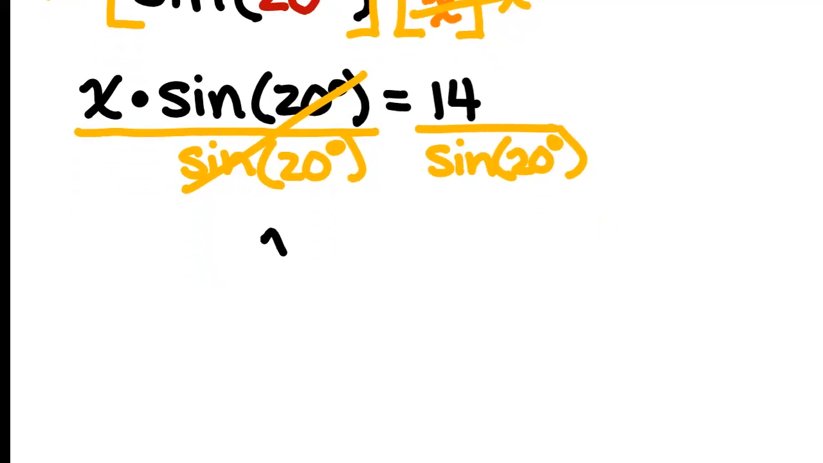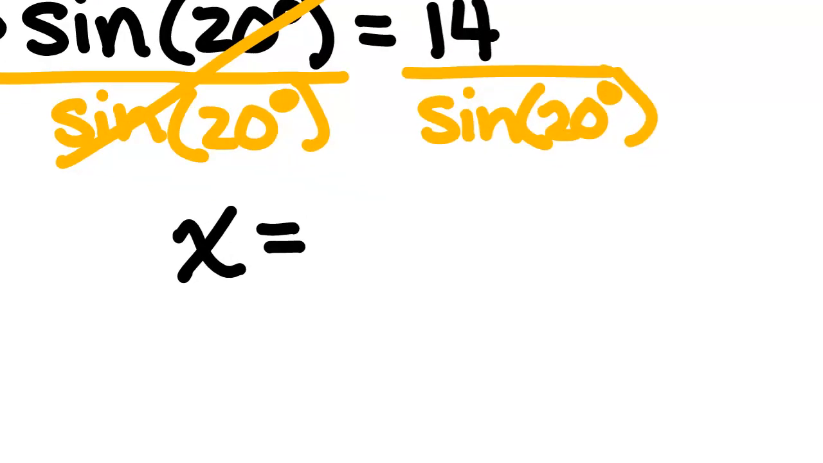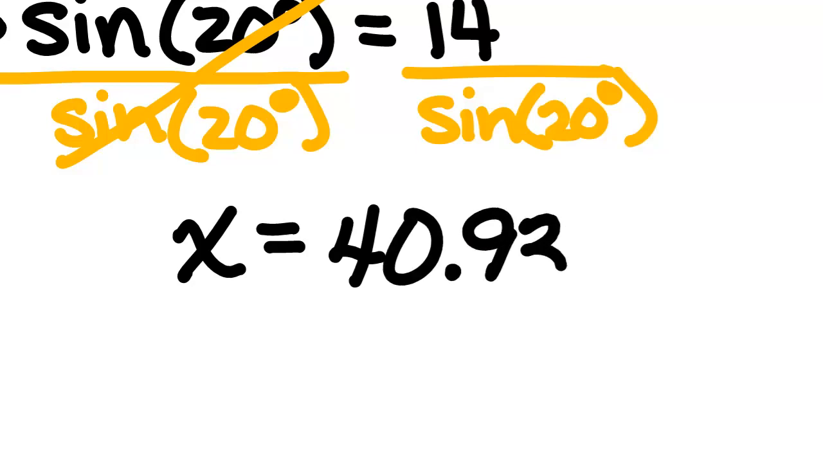This is not an inverse, because I'm not looking for an angle. It's not a theta. So we do 14 divided by the sine of 20. And what do you get? 40.933 for X.